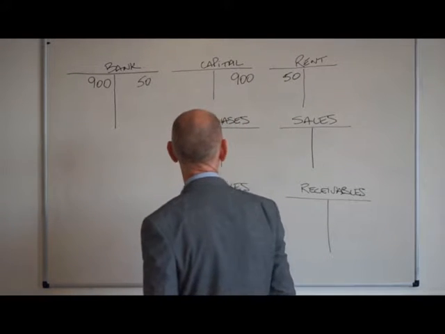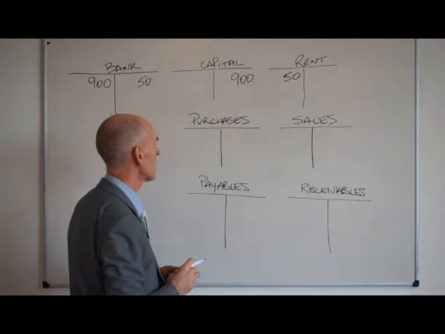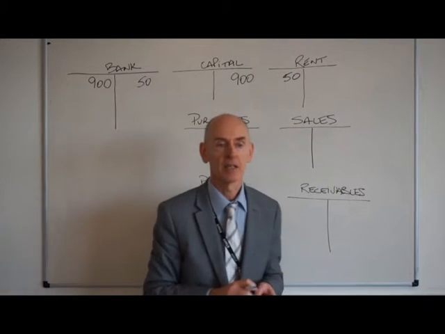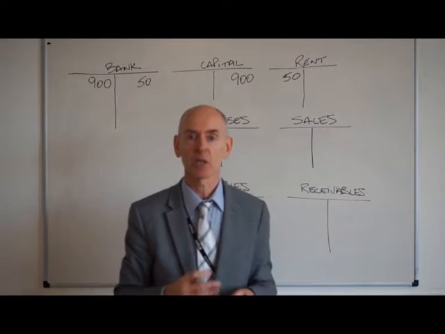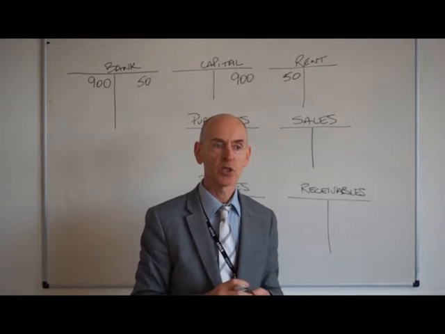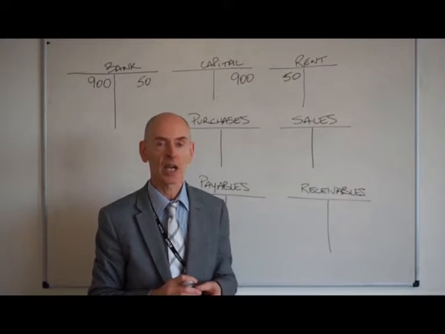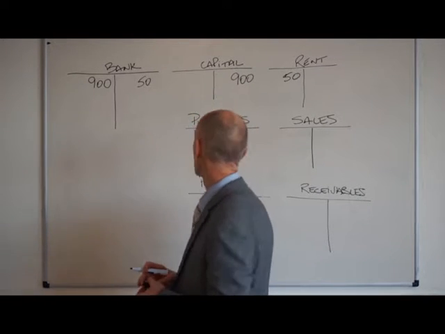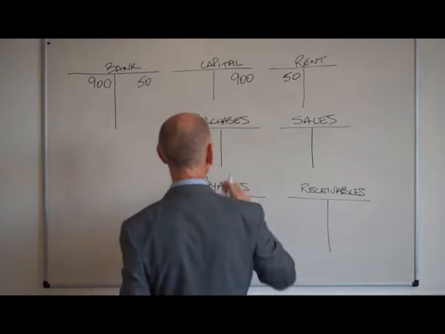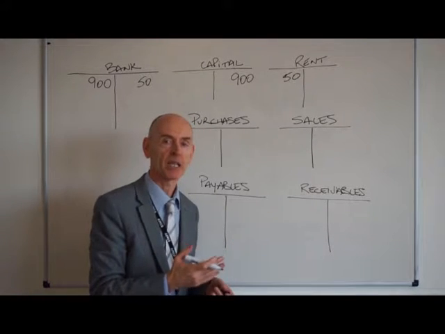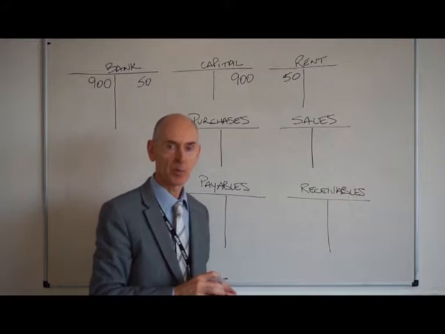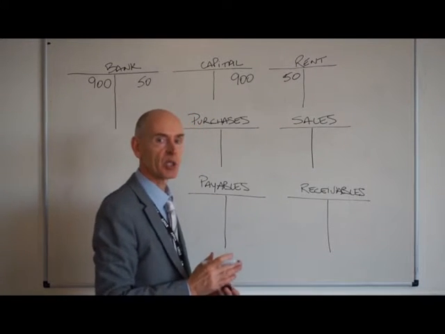Okay, next transaction I think we'll do is using the bank we'll make some purchases, i.e. we'll buy some of our inventory which we're going to sell on, and we'll do that for say £120. So purchases, expense, and we're establishing a positive expense here by making the purchase. So expense, debit.